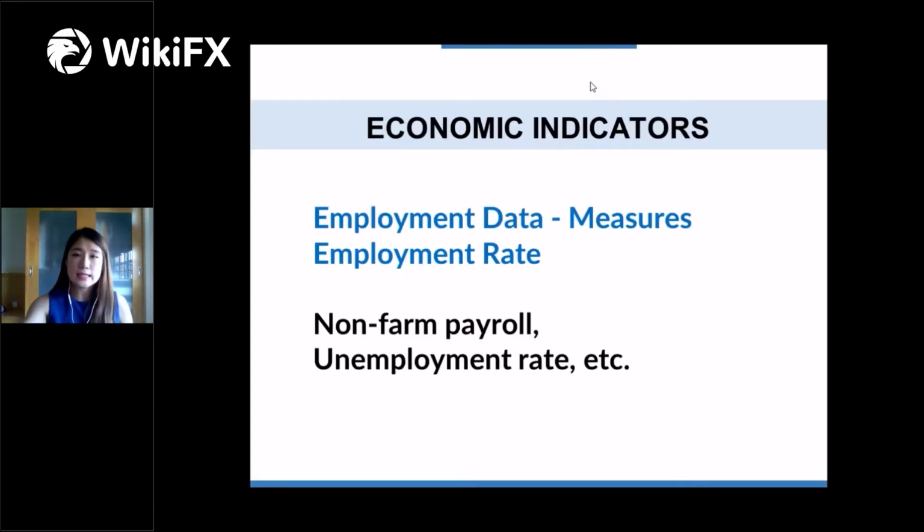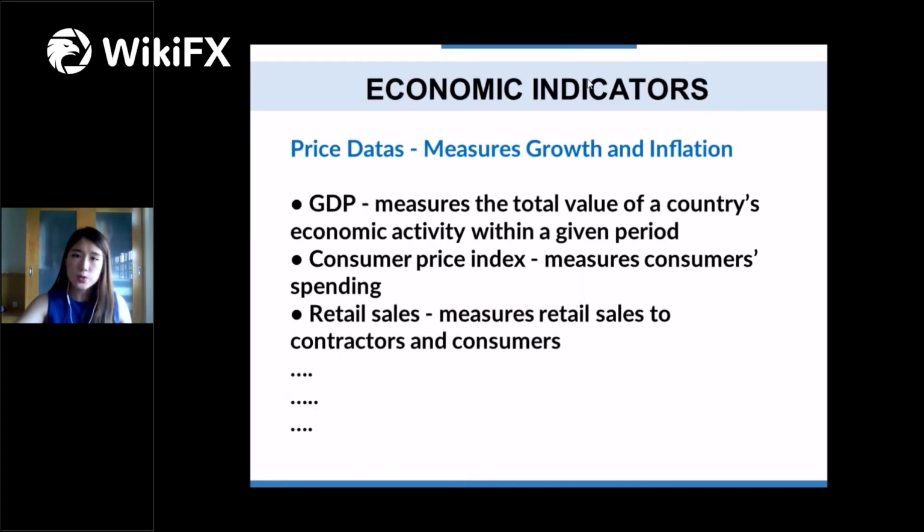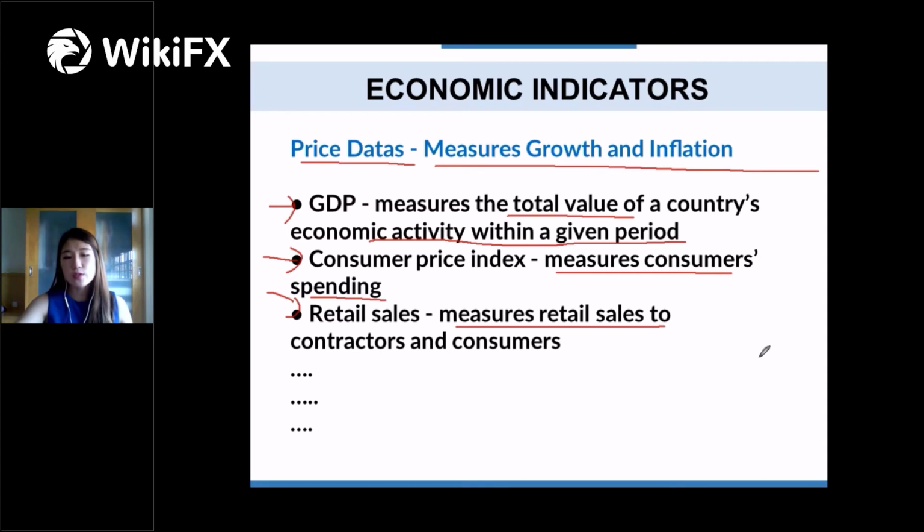Economic indicators include employment data, which measures the employment rate, like non-farm payroll and the unemployment rate. They also have price data, which measures growth and inflation, including GDP, CPI, and retail sales. GDP measures the total value of the country's economic activity within a given period. CPI measures consumer spending. Retail sales measure sales to consumers. So this is what the economic indicators mean.